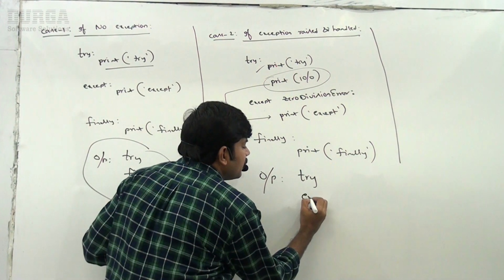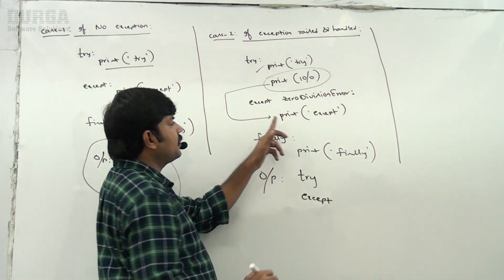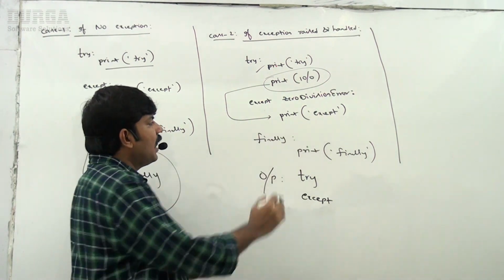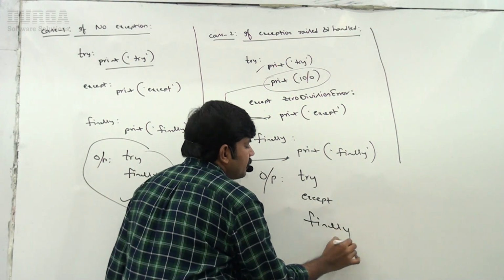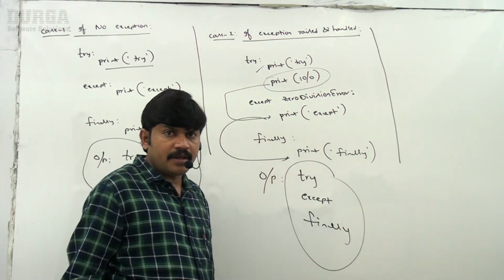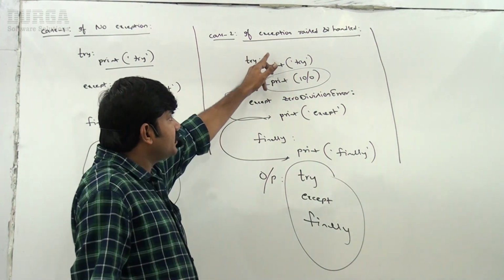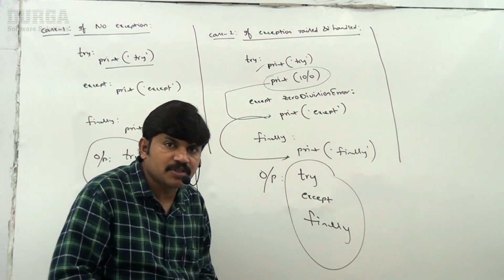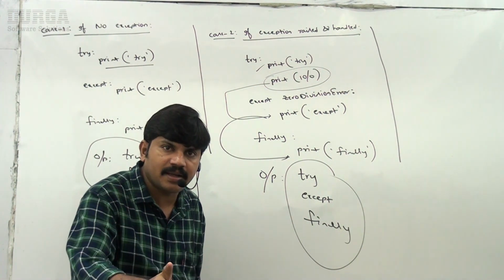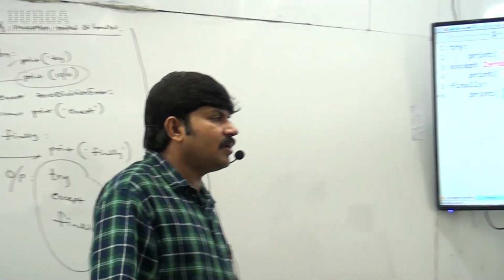Inside the except block, it is going to execute, and after that the finally block will be continued normally. That's all. Are you getting it? So if an exception is raised and handled, the finally block is compulsorily going to execute. Is it clear? Sir, let me execute this combination also.